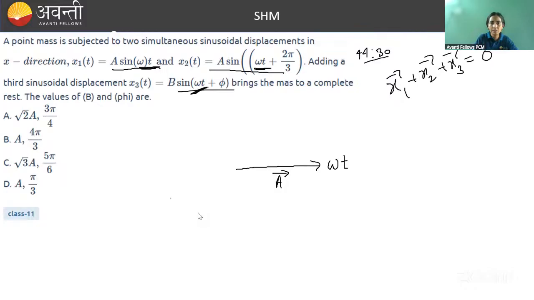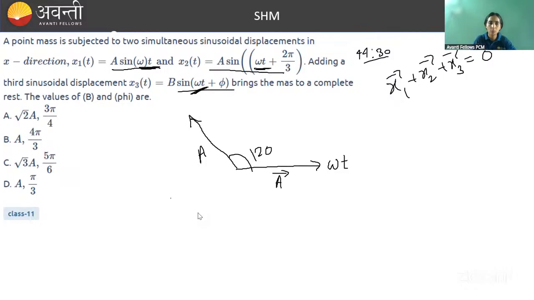Another vector is in which sense? Omega t से कितना एंगल बना रहा है? Plus 2 pi by 3. That is 120. So another is in this direction. And this value is how much? A. And this angle is how much? 120. We have to add a third vector such that we get the whole resultant as 0.